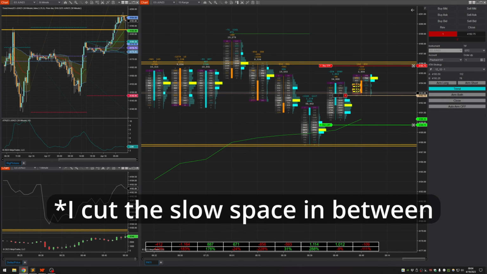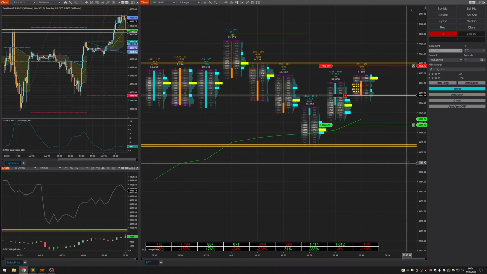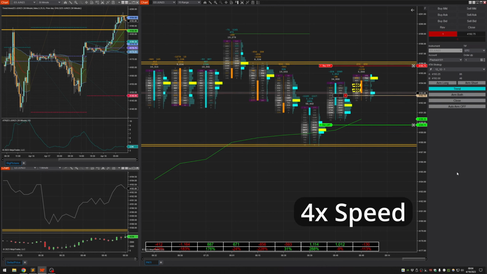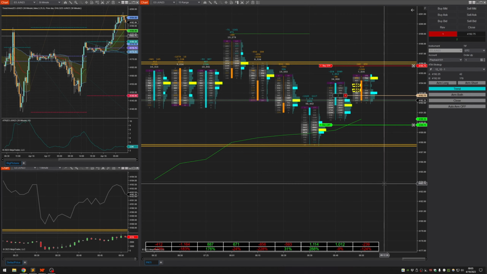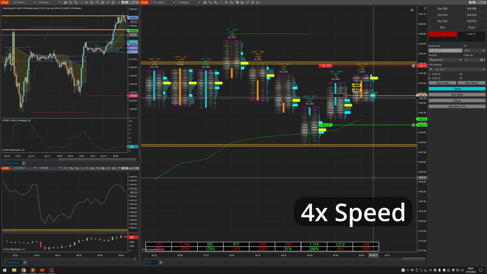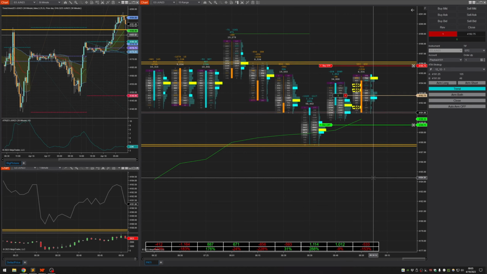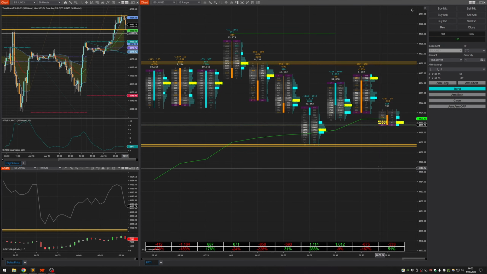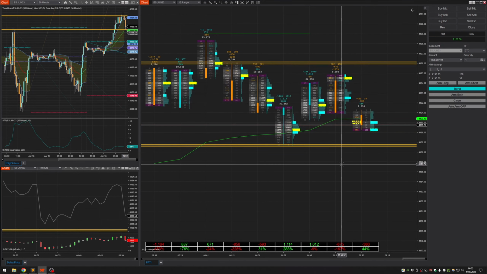Order filled. Alright, looks like we got filled into a short trade. Let's see how it does. I just changed it to 1x speed. It's looking good so far, but Target filled. Oh wow, nice. Didn't want to get my hopes up, but it actually filled.